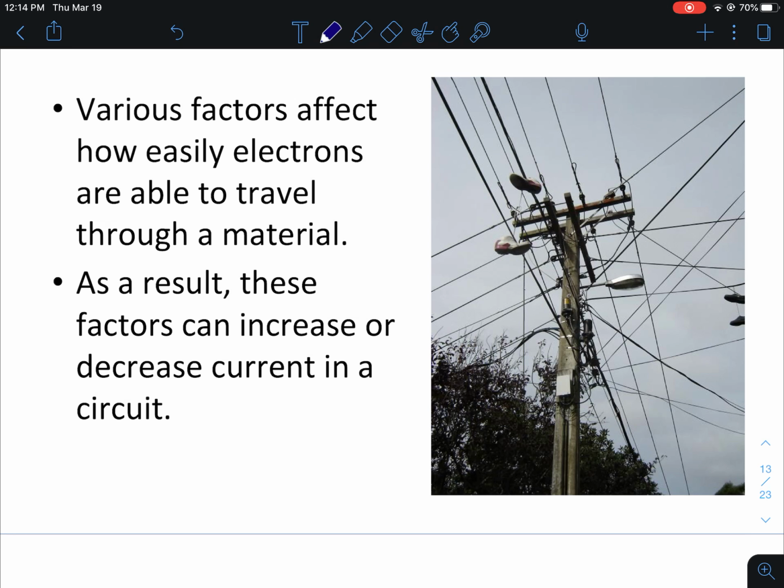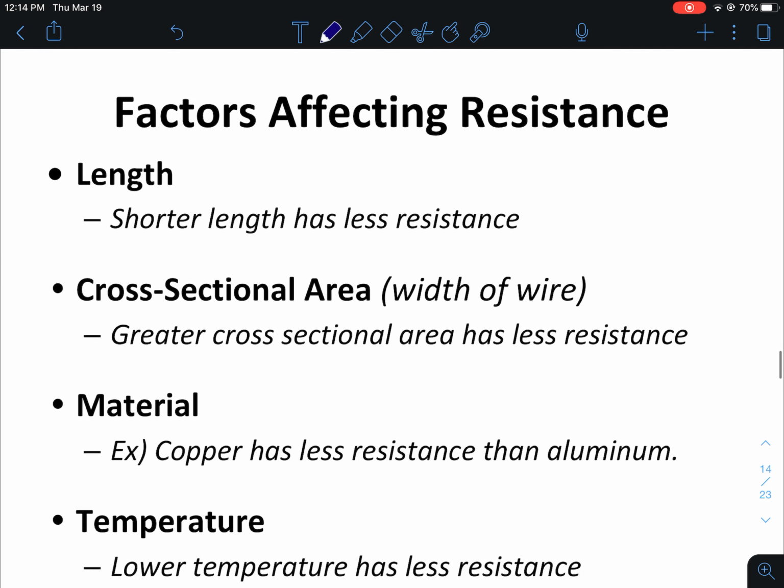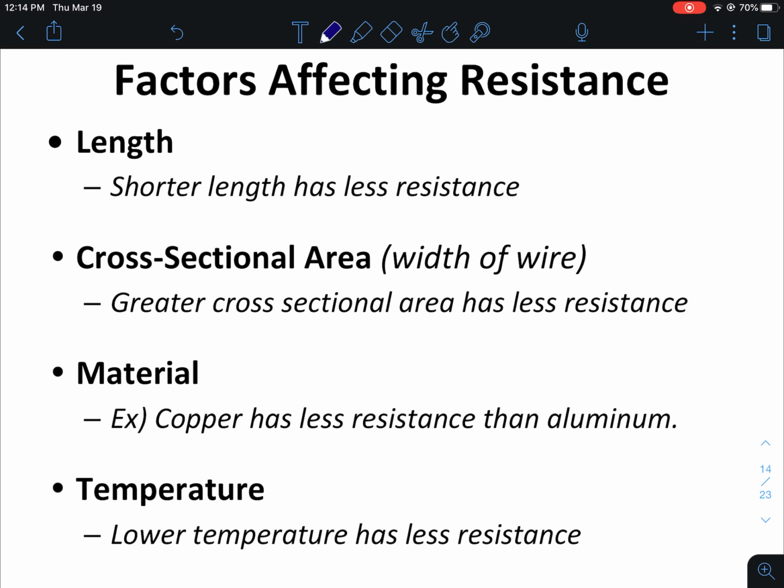When you're talking about resistance, it's not just the material that can cause resistance. It's also the length or the width of that material, or the temperature of that material. So there are four things that can affect the resistance that a substance has. If you have a wire that's shorter, there's going to be less resistance because there's less path to travel. That's pretty self-explanatory, so I don't think we have to spend a whole lot of time on that. But shorter length has less resistance.